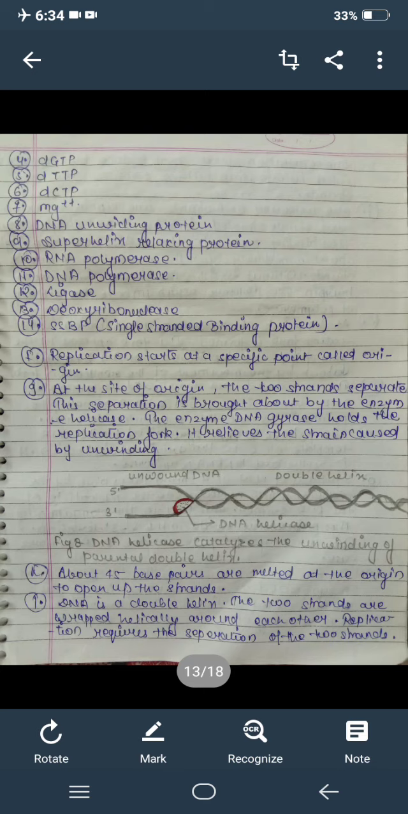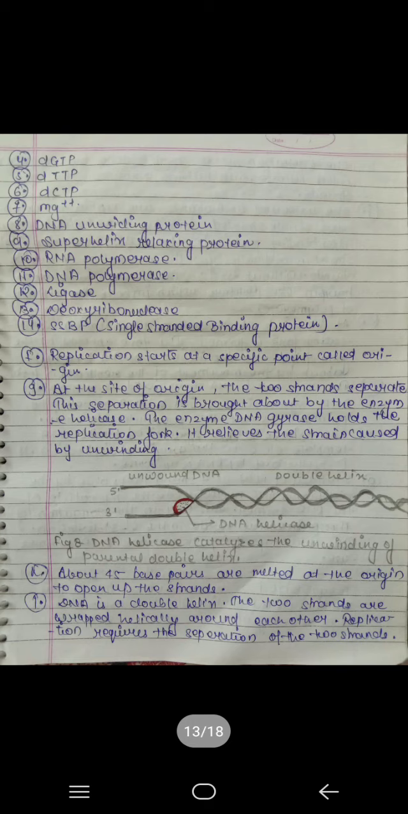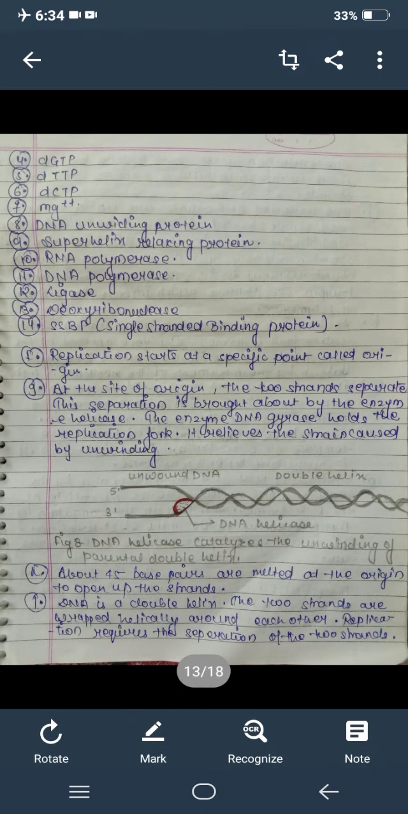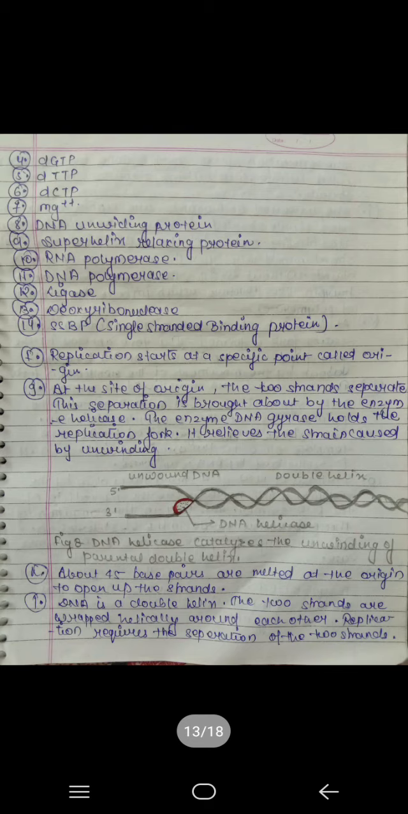At the site of origin, the two strands separate. This separation is brought about by the enzyme DNA helicase. The enzyme DNA gyrase holds the replication fork. It relieves the strain caused by unwinding. About 45 base pairs are melted at the origin to open up the strand. DNA is a double helix, the two strands wrapped helically around each other. Replication requires the separation of the two strands.